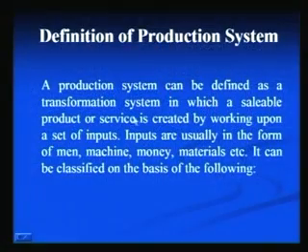A production system can be defined as a transformation system in which a sellable product or service is created by working upon a set of inputs. Inputs are usually in the form of man, machine, money, materials, etc., and it can be classified on the basis of the following. A number of factors are used to classify a production system.